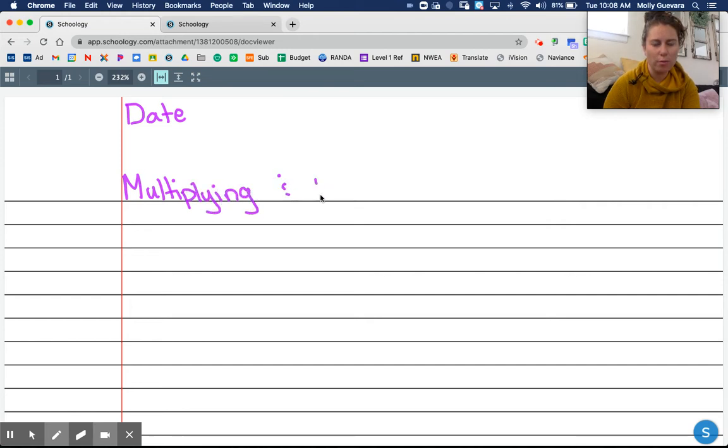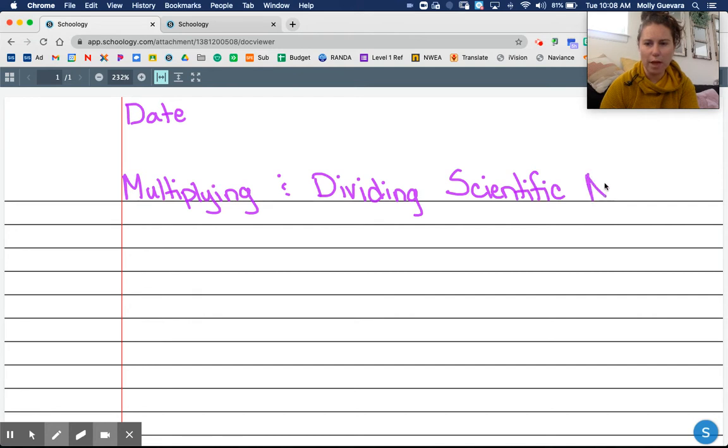We do have a foldable, so if you have your packet, you're going to want to make sure you have that. And what we're going to do is use those properties of exponents to help us multiply and divide scientific notation. So here's the title of the notes today.